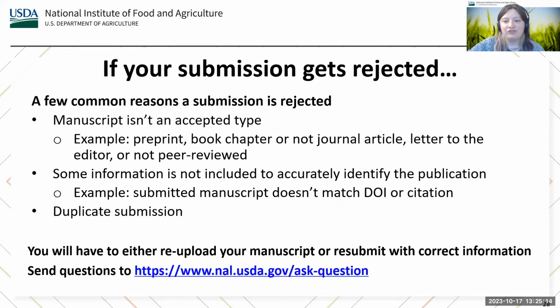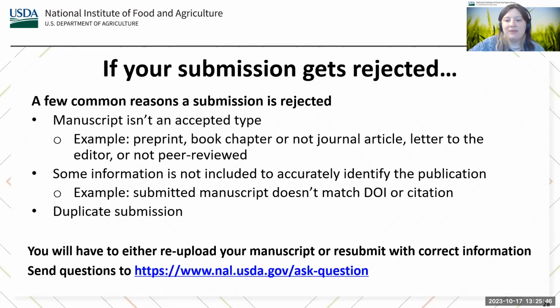Sometimes submissions get rejected from PubAg, and here are a few of the most common reasons. One reason is that the manuscript you submitted isn't a type that is accepted, meaning it might be a preprint, a book chapter and not a journal article, a letter to the editor, or it is not peer-reviewed. Another reason could be some information included doesn't accurately identify the publication. The submitted manuscript doesn't match the DOI or the citation information.